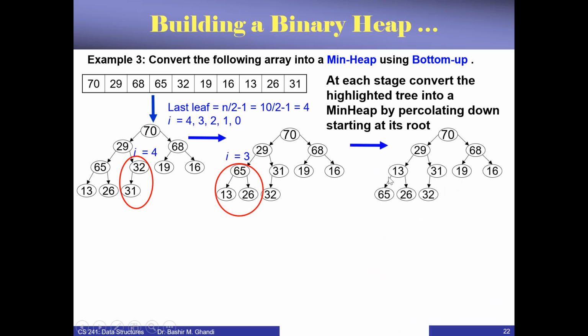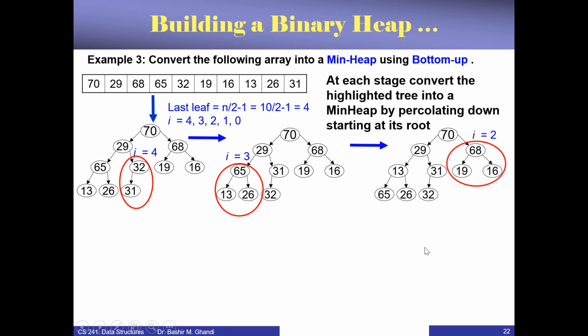As you can see here, 13 has gone up, 65 has come down. Next, we take index 2, which is here. Notice a common mistake is for students, after they finish this, they go to 29. No, it's not how to do it. You have to follow the index correctly. 4, 3, 2, 1, 0. Okay, if this is 3, this is not 2, this is 2. This is 1. So after 3, you have to go to 2.